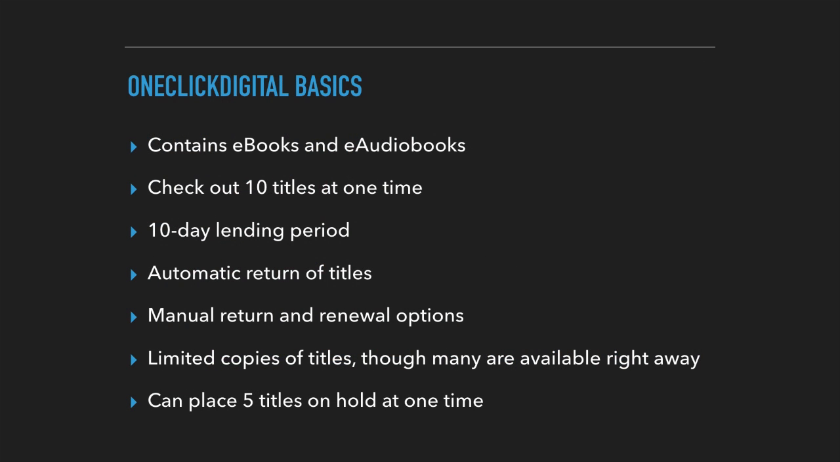Let's review the basics of OneClickDigital. OneClickDigital contains ebooks and e-audiobooks. You can check out 10 titles at one time. There's a 10-day lending period, automatic return of titles, and there's a manual return and renewal option as well. There are limited copies of titles, though most are available right away, and you can place 5 titles on hold at one time.